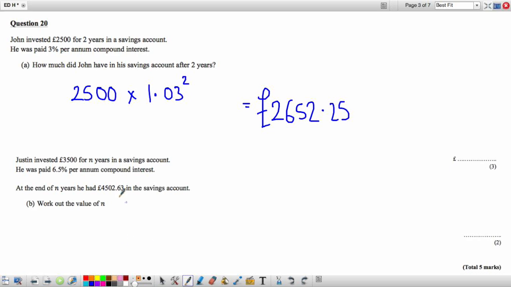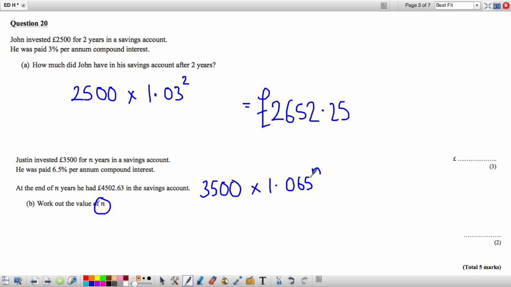Justin invested $3,500 for N years in a savings account. He was paid 6.5% per annum compound interest. At the end of N years, he had $4,502.63 in a savings account. We need to work out the value of N. So let's work out what calculation is taking place here. We have the amount, 3,500, multiplied by the percentage increase, the multiplier here, 1.065, and to the power the number of years, and that's what we need to work out.